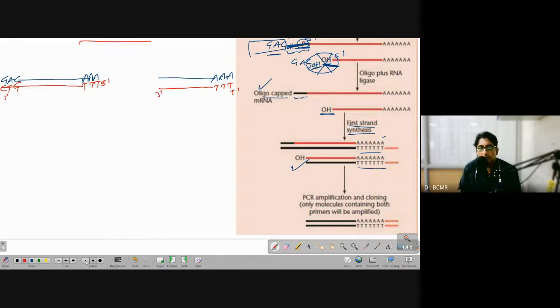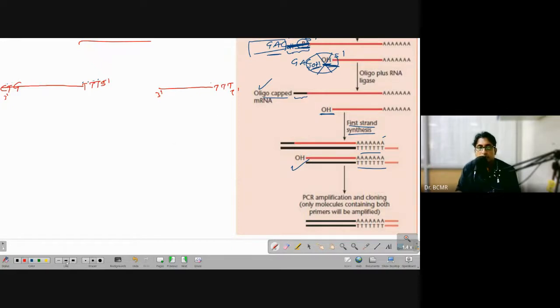We will then, using alkaline conditions also, get rid of the mRNA. The job of mRNA is done. We now have cDNA. Some of them are full length and some of them are partial, truncated ones. We want to eliminate these.